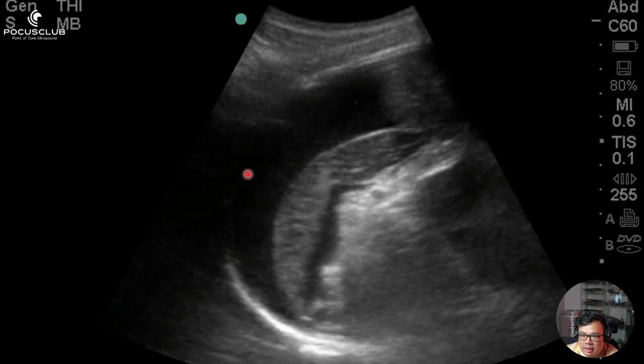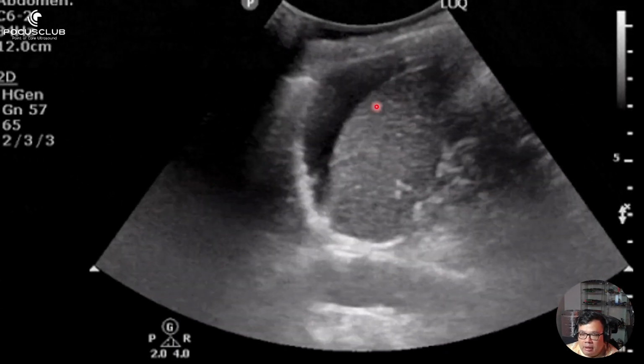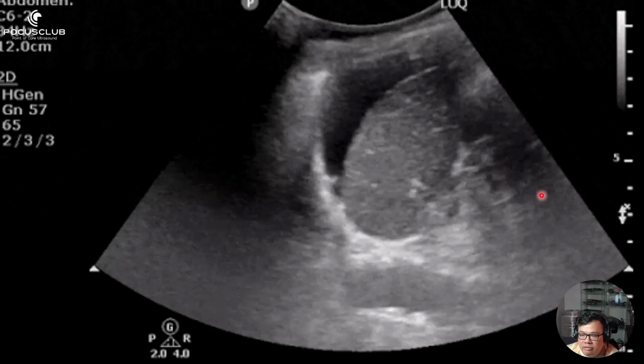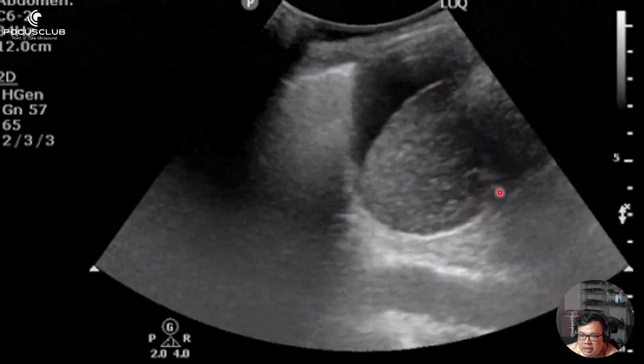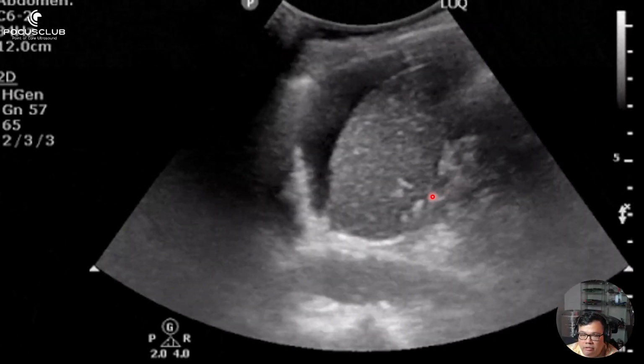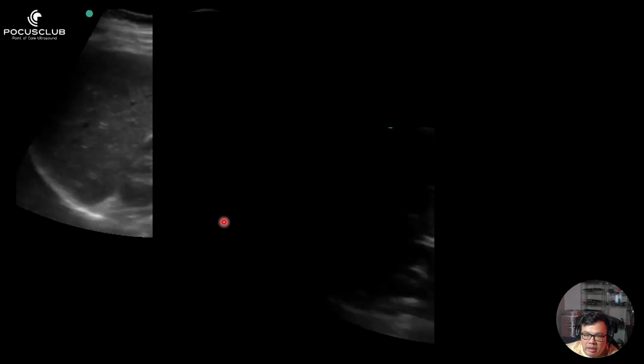Over here, you can see a large amount of free fluid above the spleen, so that appears black. Again, a large amount of free fluid, but between the spleen and kidney, there doesn't seem to be a lot of free fluid at all. Okay, pitfalls.